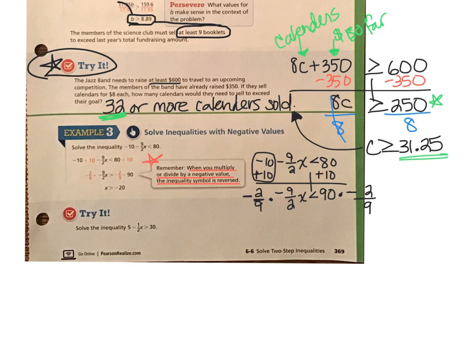So now my fraction parts disappear and x has to be greater than, so I'm changing this inequality sign here. I'm flipping it from a less than symbol to a greater than symbol. And then I need to do the multiplication here. 90 times a negative 2 is a negative 180. And then divide that by the 9 that was in the denominator, and you get x is greater than a negative 20.